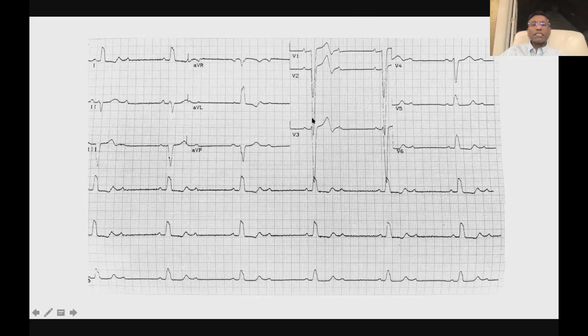Remember, I always said, look at V1 to decide where your P waves are when you're thinking about rhythm. And you called it sinus, and it is sinus rhythm. Looks like a normal looking P wave. In V1, it's positive and negative, a biphasic P wave in V1, so it's a normal sinus P wave. It's not atrial fib, it's not flutter. It's a sinus mechanism.